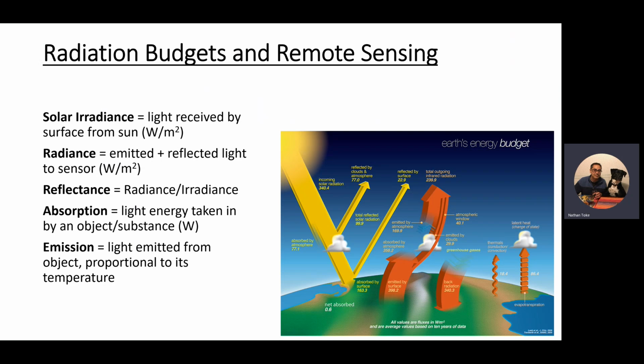to the Earth's surface. And then absorption is light energy taken in by an object or substance. It may be absorbed by the surface itself, transmitted to a different energy source, or absorbed by the atmosphere. And the overall emission is light emitted from an object, and that is proportional, as I mentioned, to its temperature. So when we measure things with passive remote sensing sensors, these are the properties that we are dealing with.